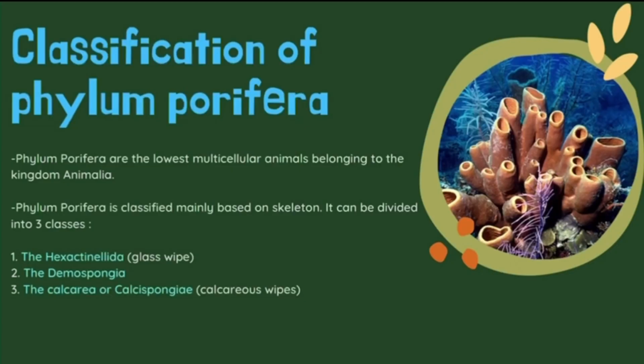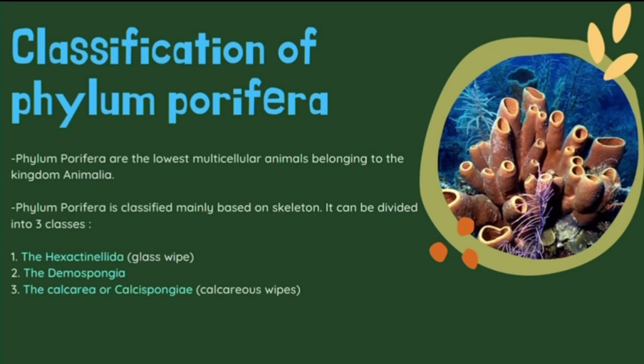The classification of phylum Porifera. Phylum Porifera are the lowest multicellular animals belonging to the kingdom Animalia. This is because sponges, or phylum Porifera, are considered to be one of the simplest animals, primarily because their bodies are not organized in organ systems or even tissues. Rather, sponges are made up of groupings of cells that work together to meet the daily needs of the sponge. That is why sponges are known as the lowest multicellular animals.